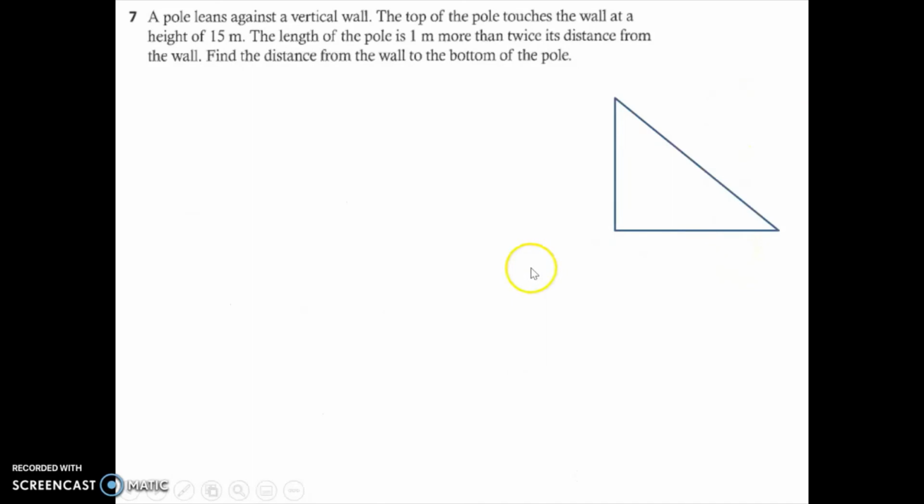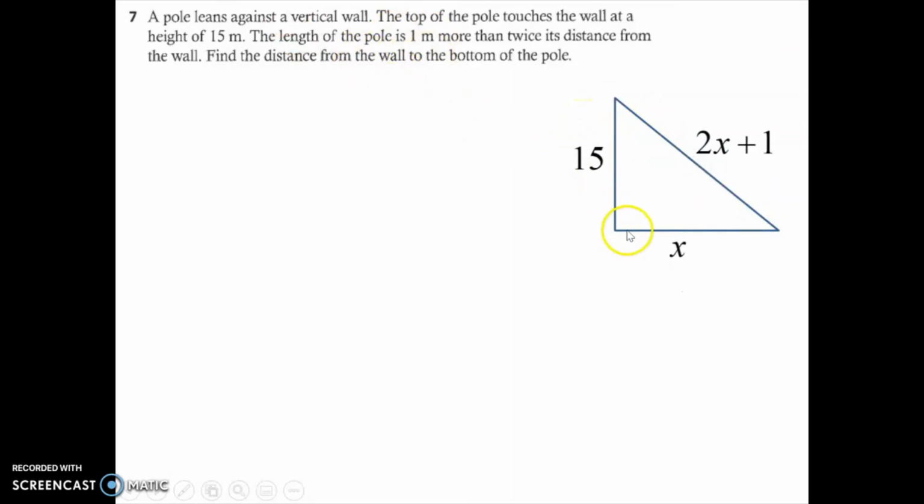All right. I think we are on the last one. See if you can set this up. It explains something here about a pole leaning against a vertical wall. So this is the wall, this is the ground, this is the pole leaning on the wall. Tells you what you have here. See if you can solve it.